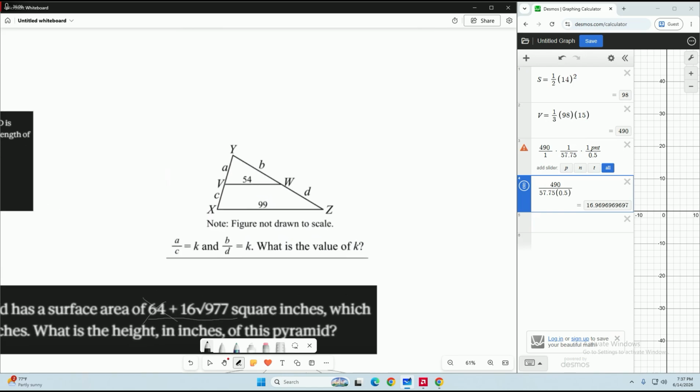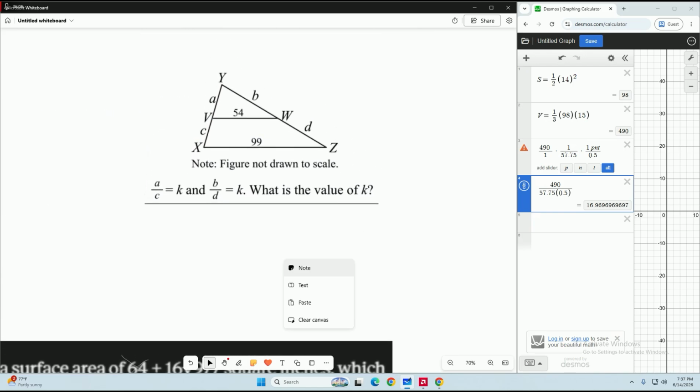Okay, let's take a look at the last question here. It should say: in triangle XYZ, A over C is equal to K, and B over D is equal to K. What is the value of K? This question is relatively simple because you have to realize that these are similar triangles. VYW is similar to VXZ.